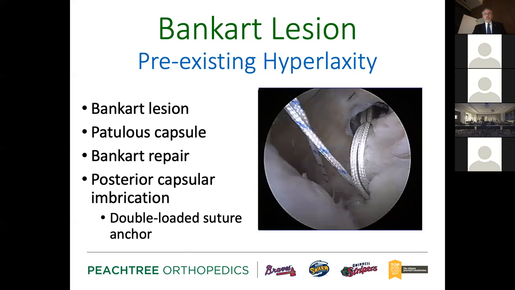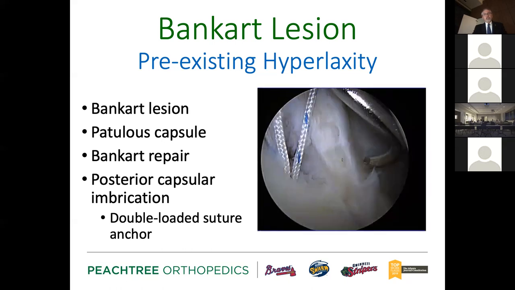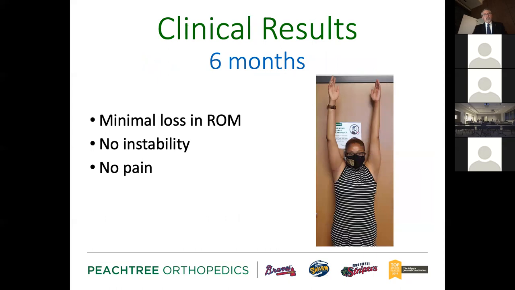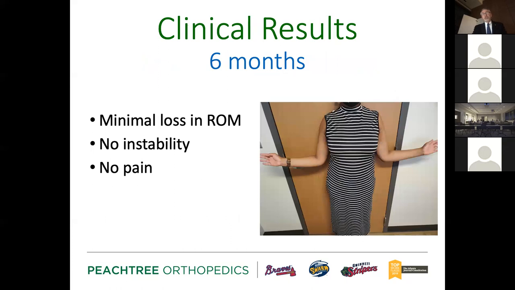And so what we did was we did a Bankart repair and we did a capsular imbrication. I did the Bankart repair, did the drive-through sign again. It was still very patulous. I went to the back, I imbricated the posterior capsule until I got what I thought was a reasonable tightening of the shoulder. And here's her motion at 6 months.